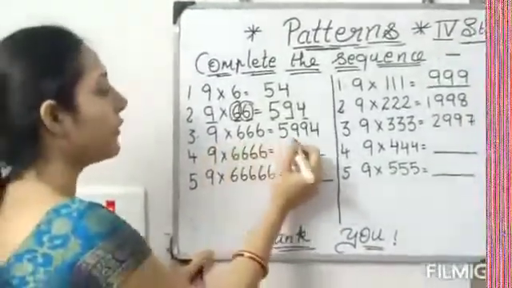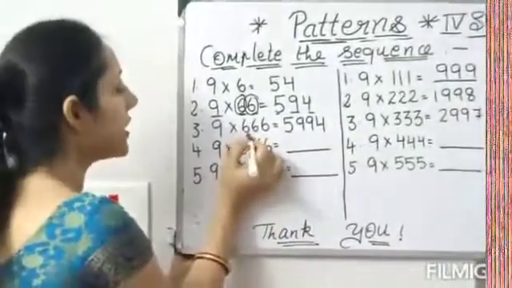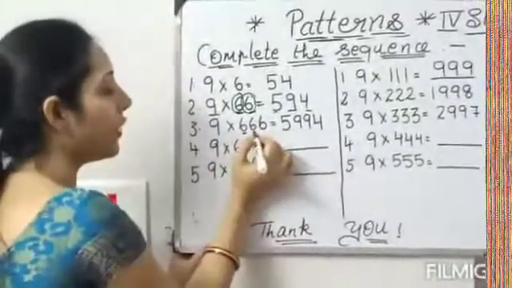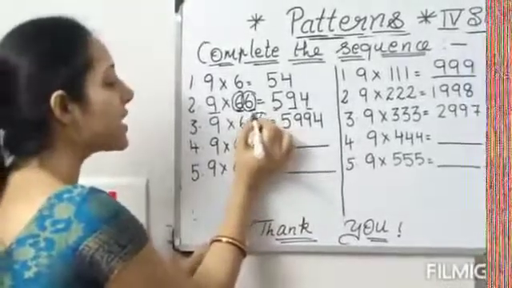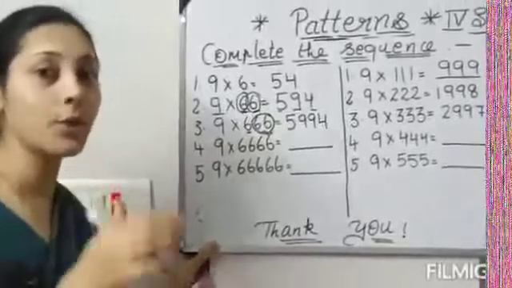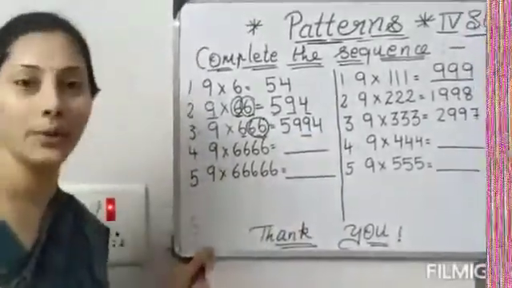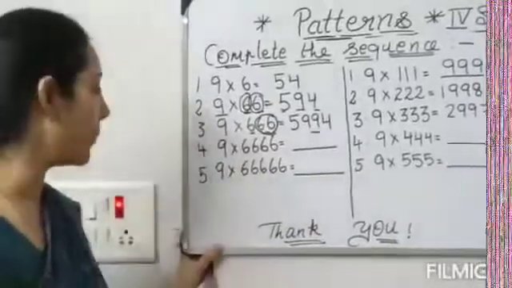9 6s are 54. Okay. So you use it this 6. How many 6s left over? These 2 6s are left over. So insert 2 9s in middle. Very good. Understood? One more.